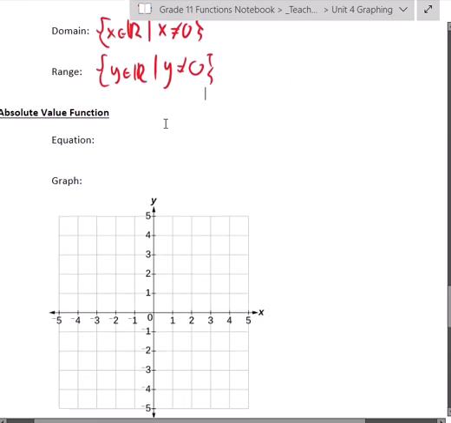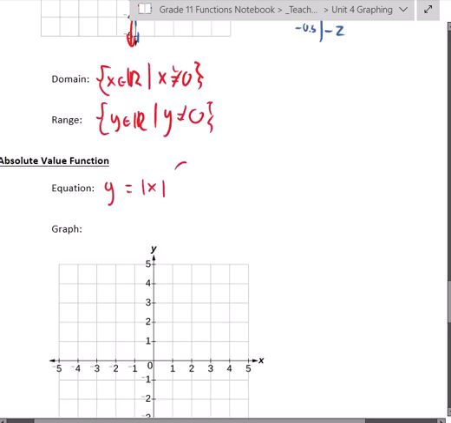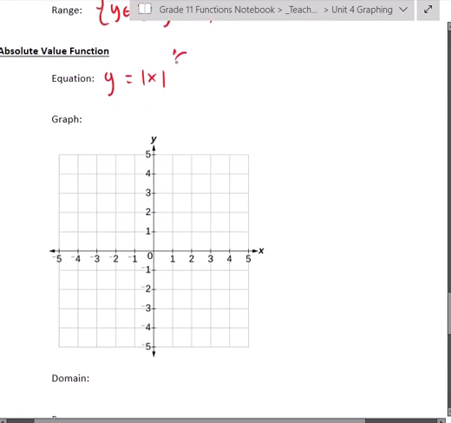And finally, we have the absolute value function. This one is also a very interesting one. The absolute value function looks like this. The equation is y equals, and we have this symbol here. So we have two straight lines with an x between. This here, this is absolute value.